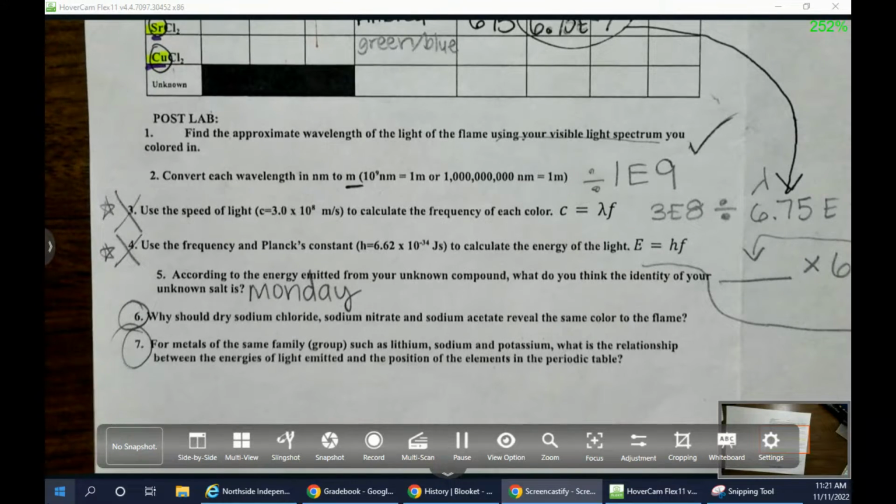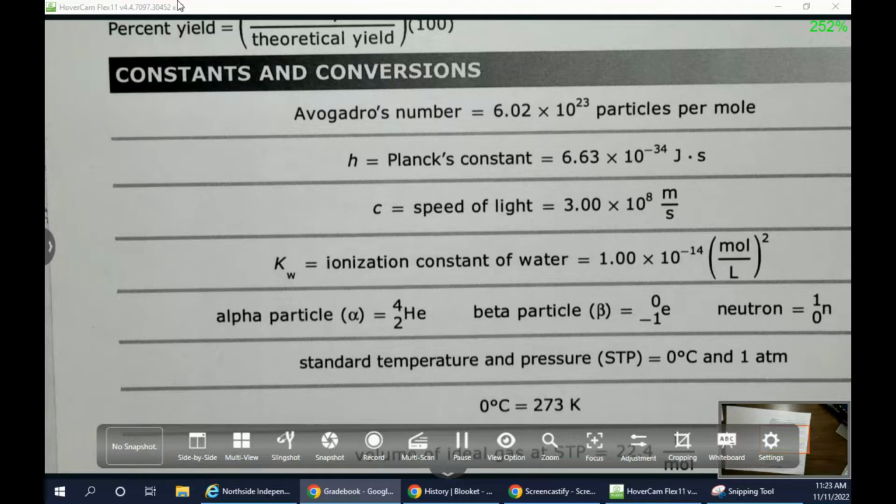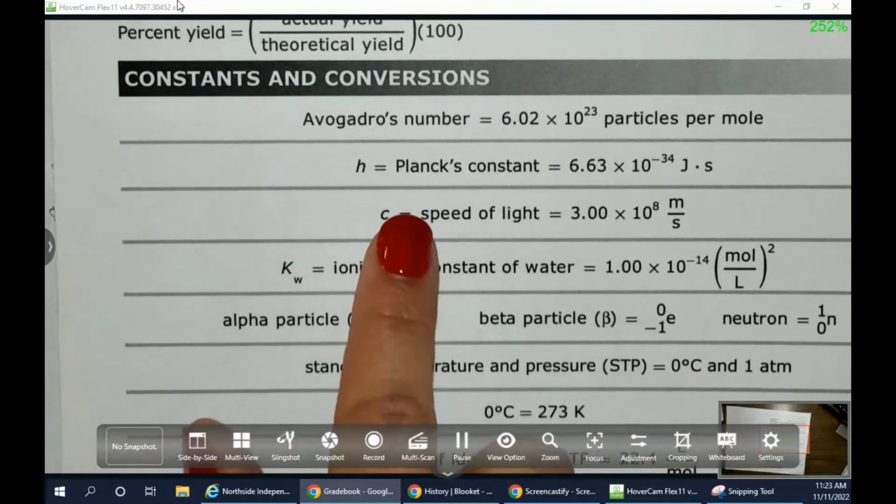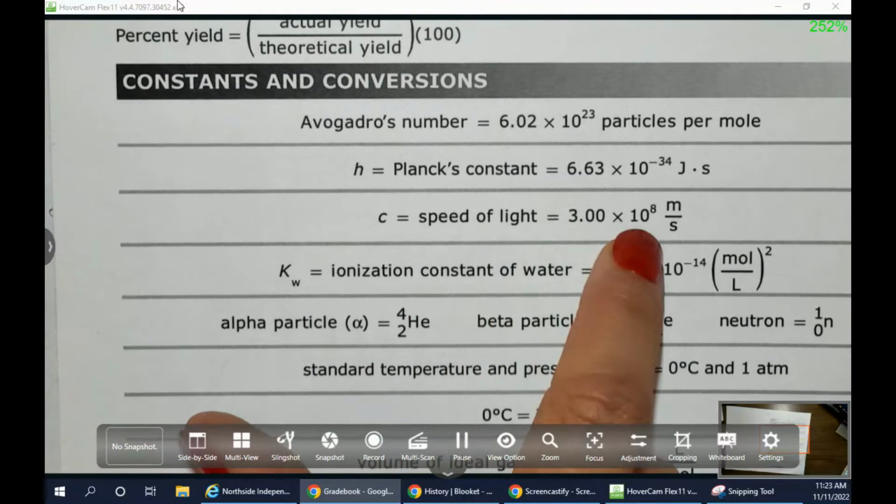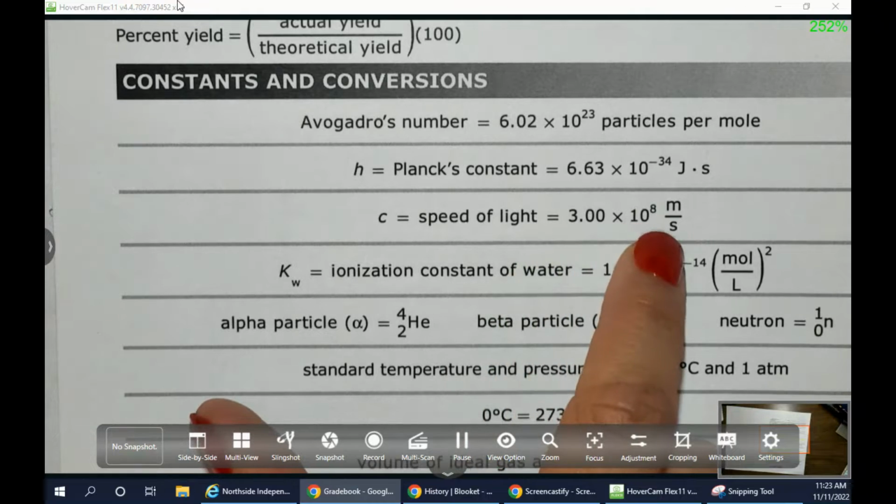You guys should all have a periodic table, probably from the front. So look at your periodic table. Go grab one. Let's go. You guys got to know how to do this. So you flipped it over to the back. You have speed of light right here. 3 times 10 to the 8th. 3E8 meters over second. So you guys see that?